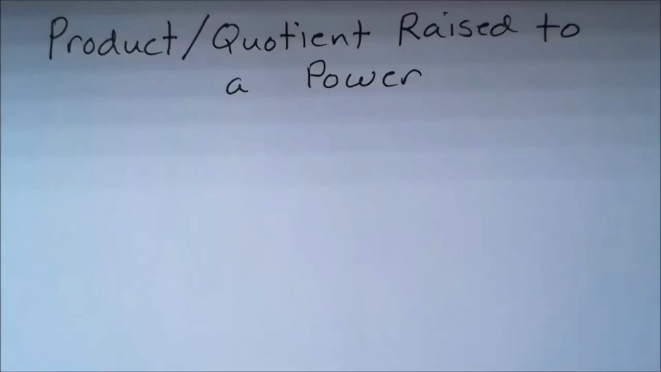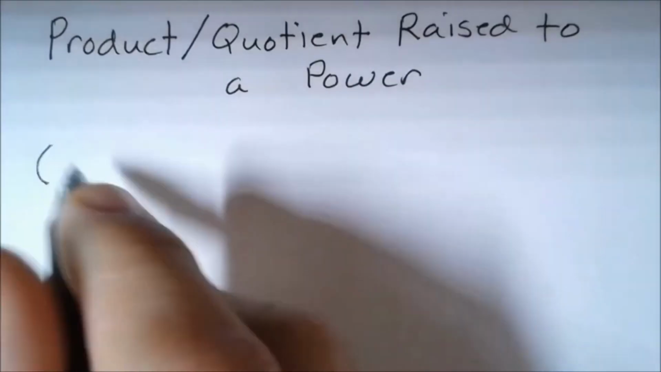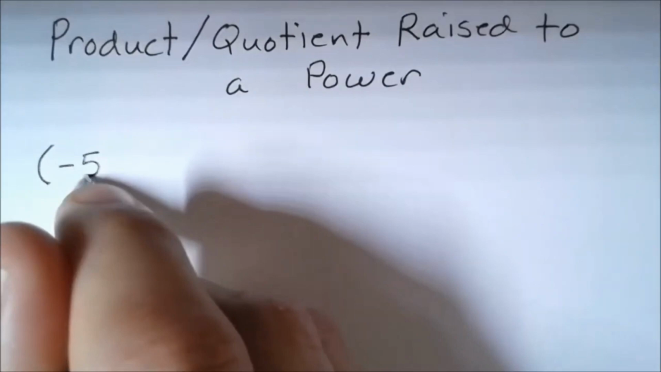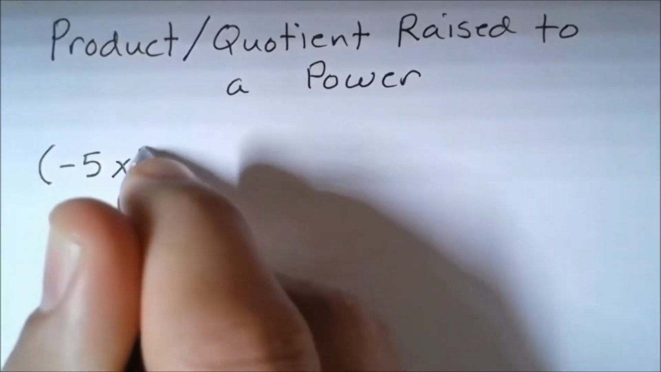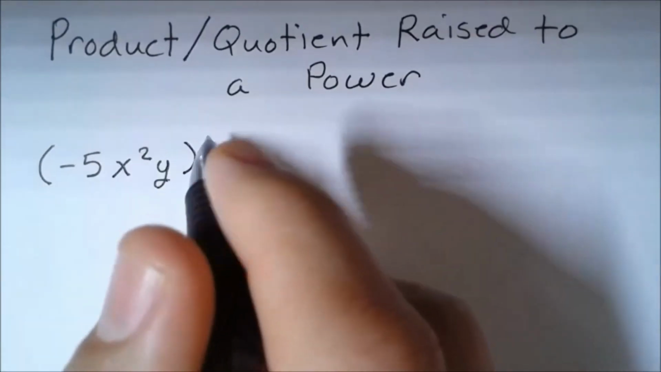In this video, we're going to be looking at the product and quotient raised to a power rule. So let's take a look at this situation. I'm going to give you a problem very similar to one of the ones we did before, but a little bit more complex. So let's take a look. Say we have parentheses, negative 5 x squared times y, close parentheses, to the power of 2.